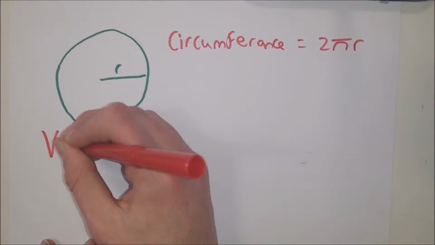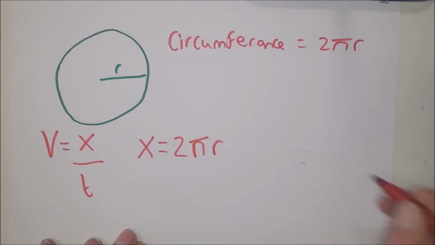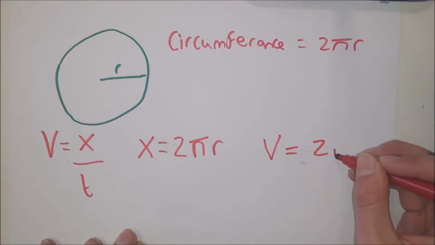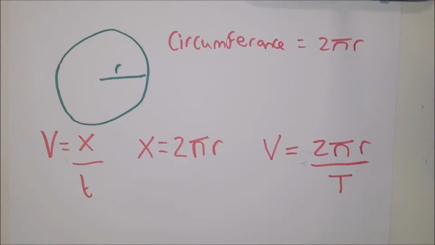Using the speed equation v equals x over t, we can substitute in the equation for the circumference of a circle, x equals 2 pi r, and replace it for the x in the speed equation, giving us v equals 2 pi r over t.